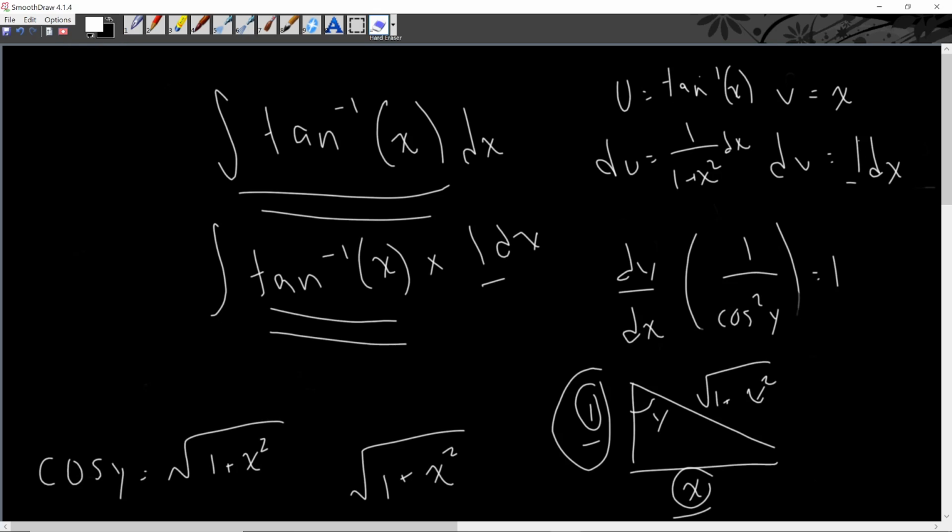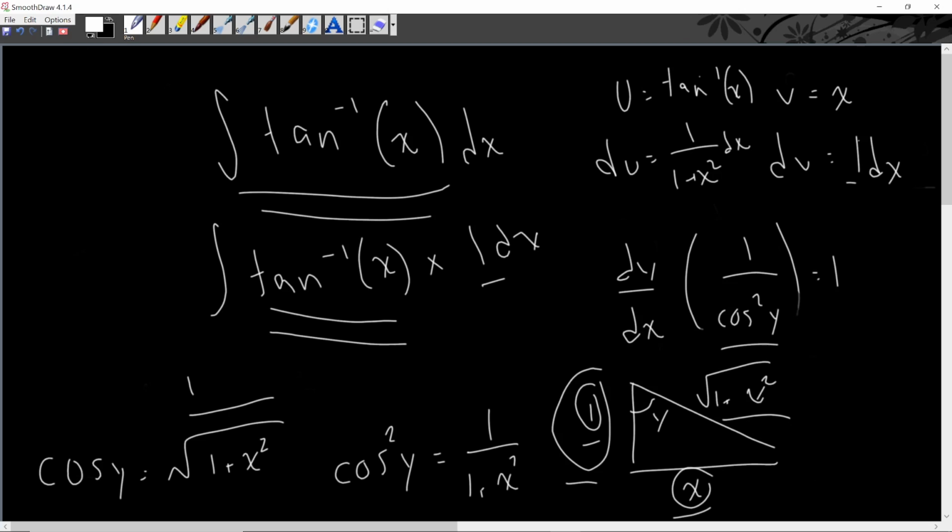And we have cosine squared y, so we're going to have to square this, and we just get cosine squared y, or this is going to be 1 over 1 plus x squared, right? This is adjacent over hypotenuse, so we have cosine squared y is equal to 1 over 1 plus x squared. And now we just get dy dx is equal to 1 over 1 plus x squared.